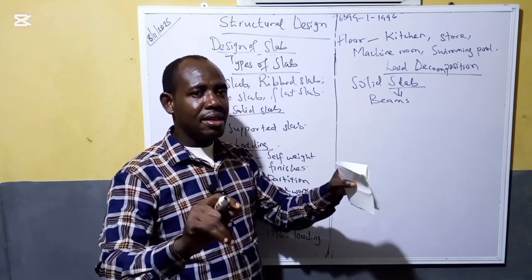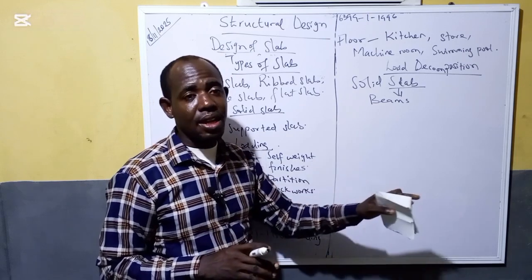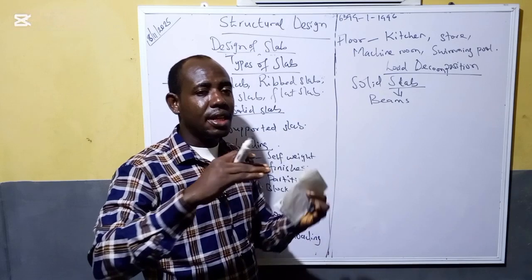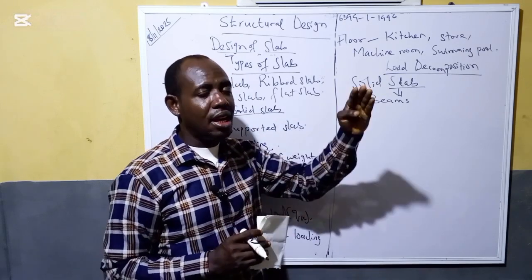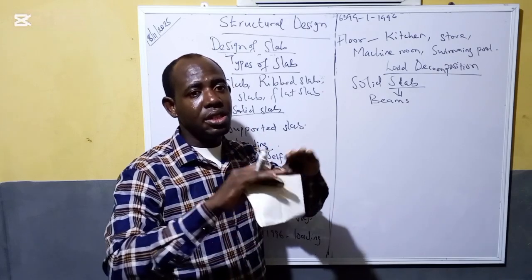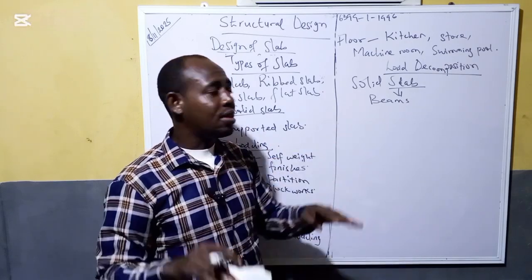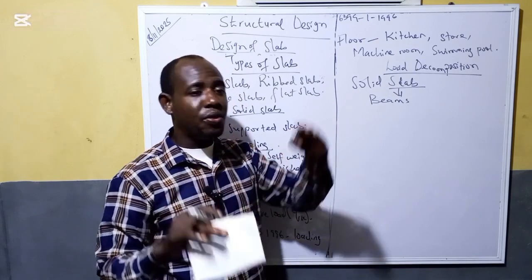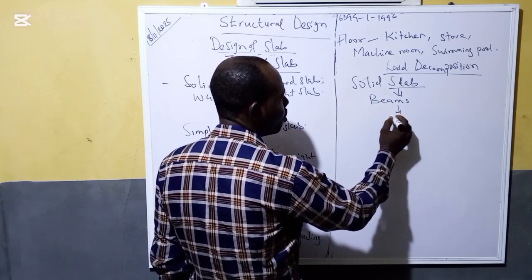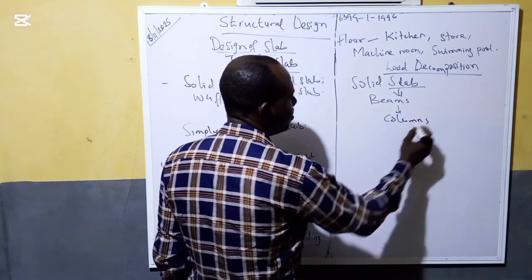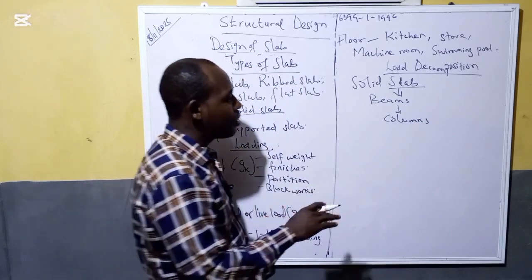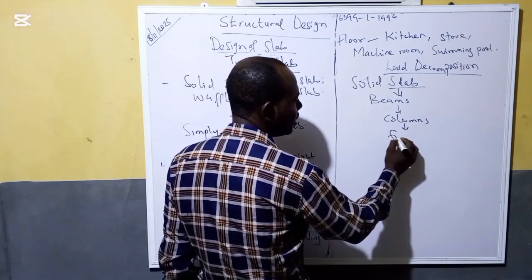There's a yield pattern that is being followed. Is it a two-way slab? Is it a one-way slab? With the yield pattern, we can then calculate how the load flows from slab to beams. Maybe in other videos I will talk about load decomposition and the flow pattern, how it actually flows from slab to beams, and from beams it comes down to columns, and then from columns it goes down to the foundation.